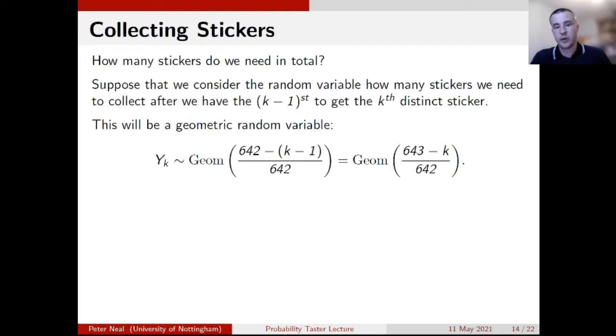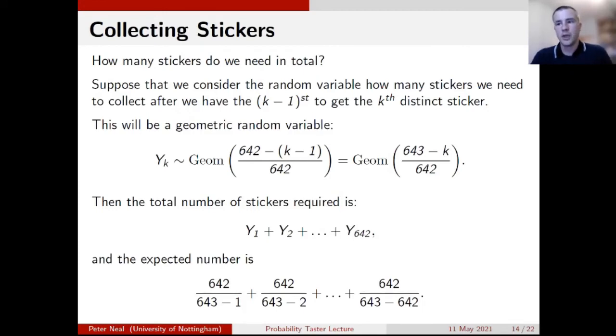But by the time we get to 642, we've already got 641, so there's a really quite high chance of us getting a sticker we already have, so we're going to have to wait quite a while. So we can write this as a sum of geometric random variables, which all have different probabilities of success, depending upon how many stickers we already have. But a nice thing about expectations of random variables is that the average of the total is just adding up each of the individual averages. How long does it take me to get my first sticker, plus how long does it take me to get my second sticker, and so on.